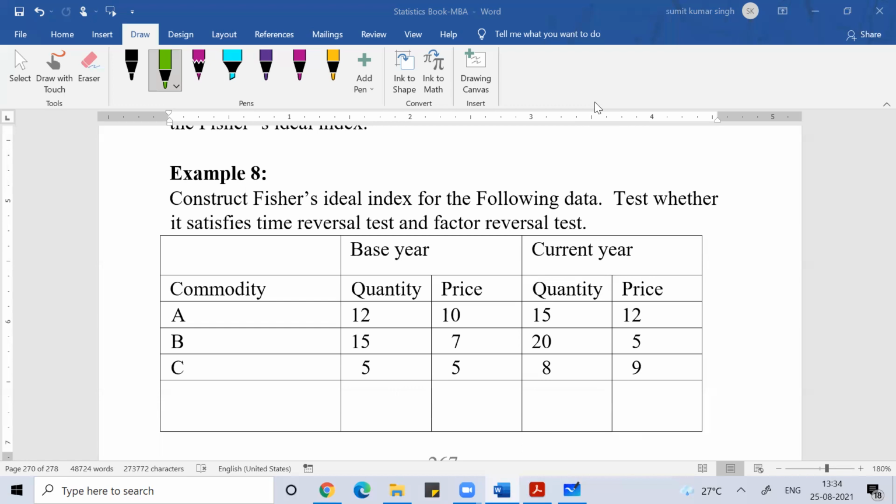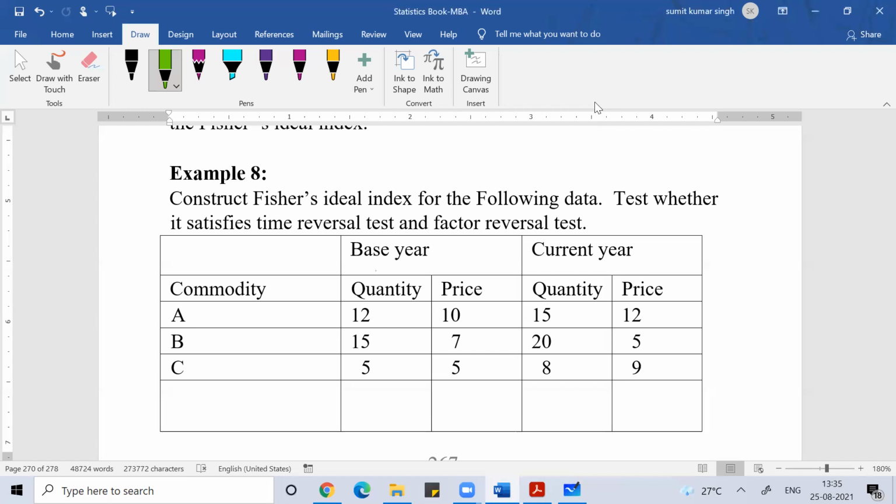So this is the question. Construct the Fisher ideal index for the following data. Test whether it satisfies the time reversal test and the factor reversal test. Just now I talked about the time reversal test and factor reversal test. There is only one method which satisfies both, that is the Fisher ideal index method. That is what we are trying to prove here.